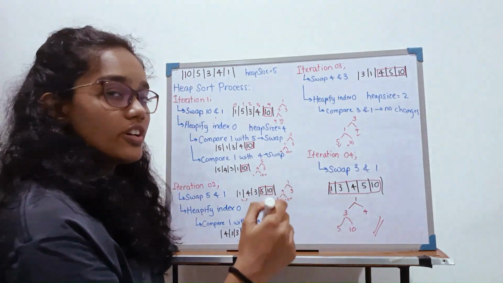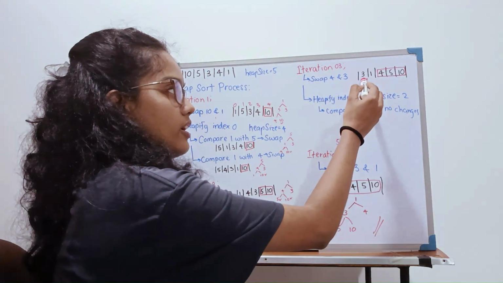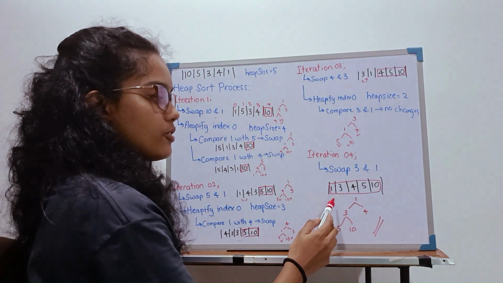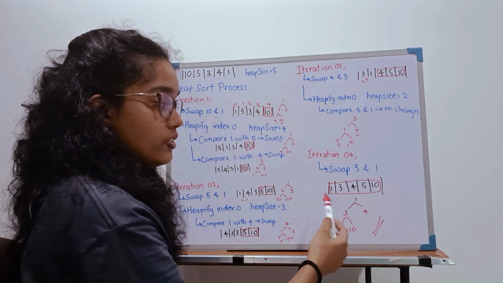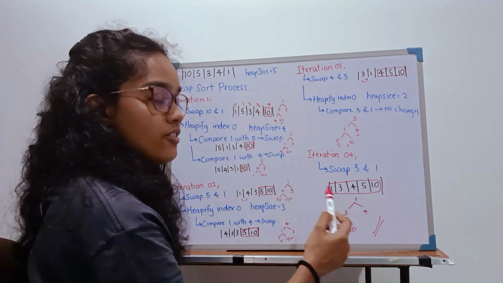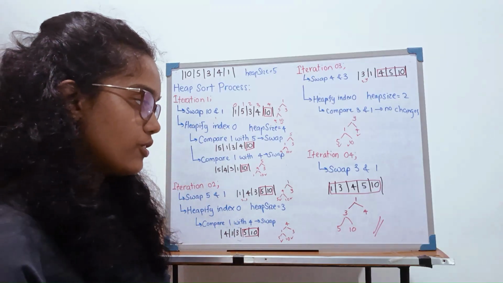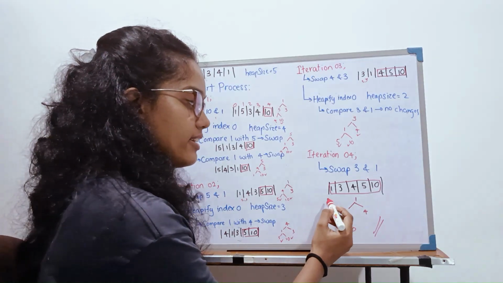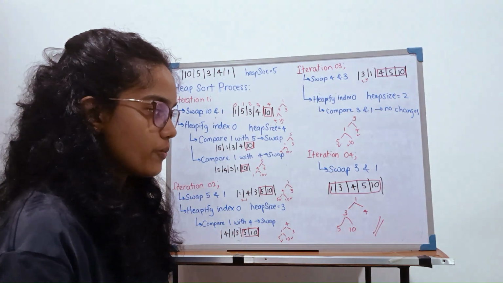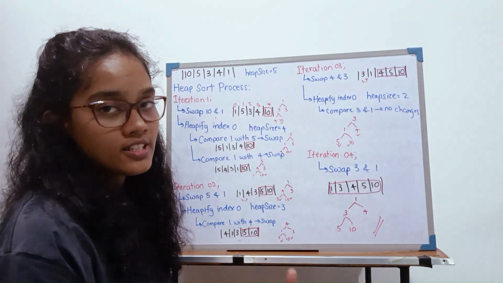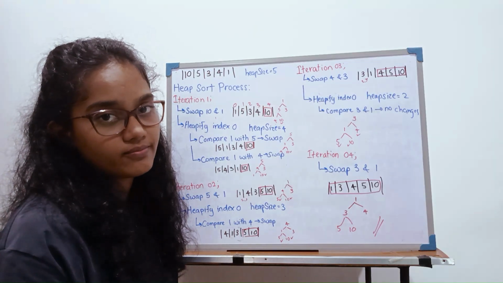So when it comes to iteration 4, we swap 3 and 1. After we swap 3 and 1, this is what our final result looks like. So our final array is arranged in ascending order now. So this is how heap sort works.